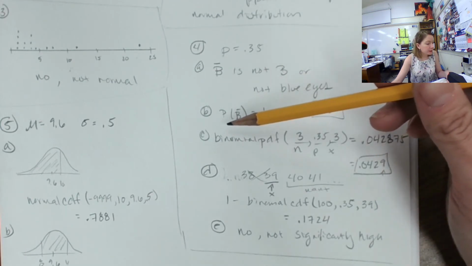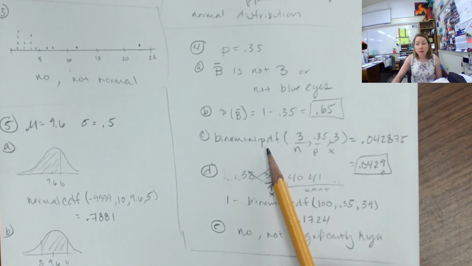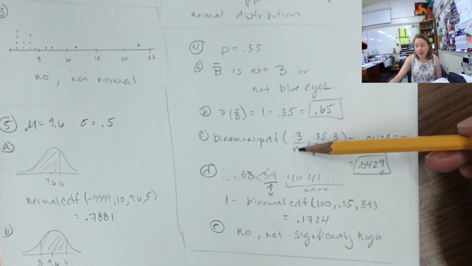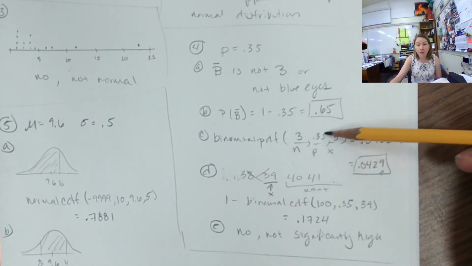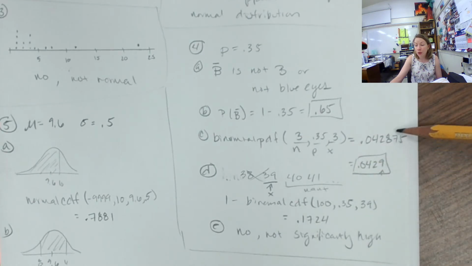And then for C, the probability of randomly selecting 3 different people with blue eyes. Three different people and all of them have blue eyes, right? So that's going to be a binomial situation. I've got 3 different people. I'm selecting 3. I've got my probability, and I want a total of 3 people to have blue eyes. And so I get, with some rounding going on here, 0.0429 for that probability.